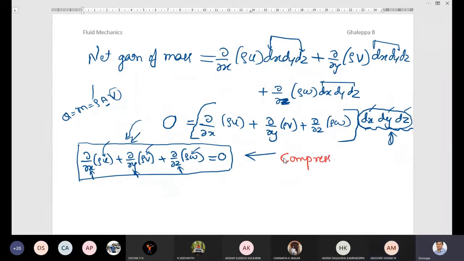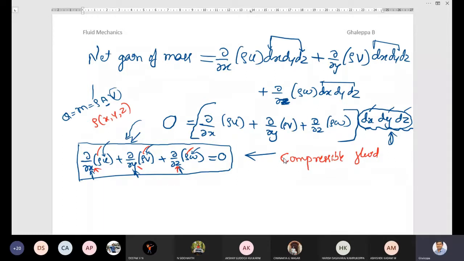This is for compressible fluid, because density, we have assumed that it is varying. Density is changing with respect to y. Density is changing with respect to z. Density is changing with respect to x. So density is a function of x, y, z. So it is not constant. If density is changing, it is called compressible fluid, as we have read.